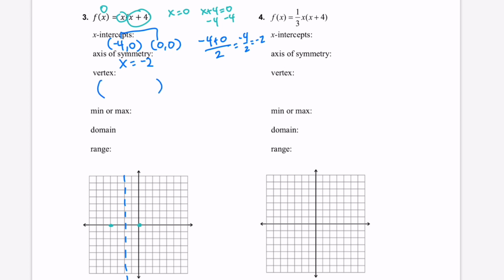The vertex is always on top of the axis of symmetry, so we put a negative 2 in, and then we plug that into the equation. Our equation is x times x plus 4, but we're putting a negative 2 in everywhere there's an x. This gives us negative 2 times 2, which equals a negative 4. So we have the point negative 2, negative 4.